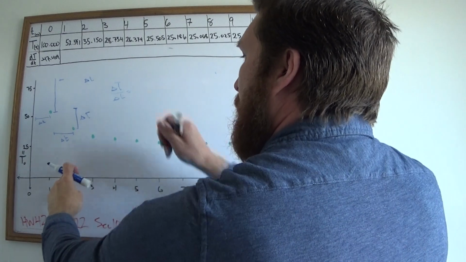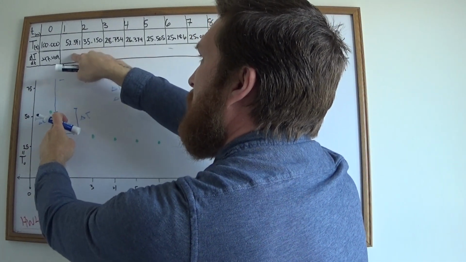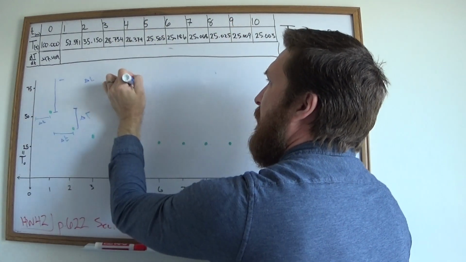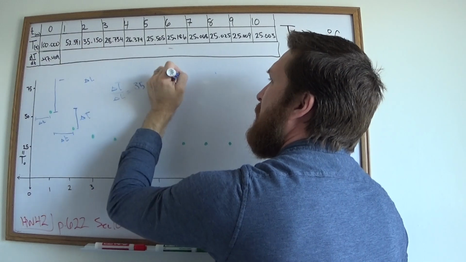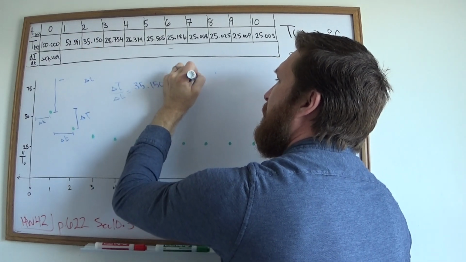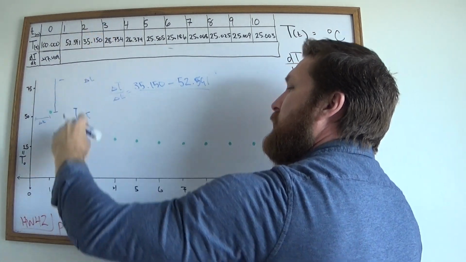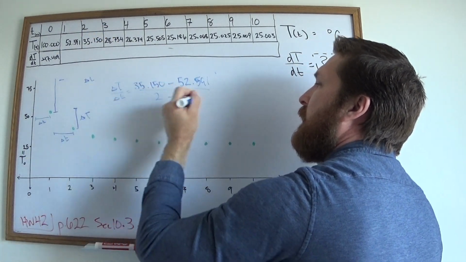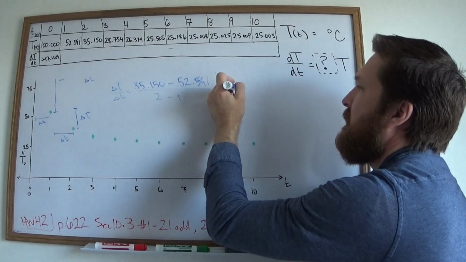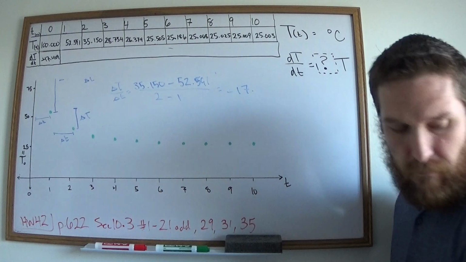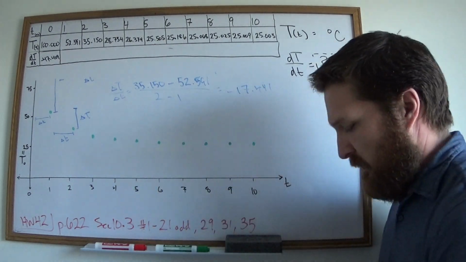It's the one at 2 minus the one at 1. So 35.150 minus 52.591 all over 2 minus 1, which works out to negative 17.441. And so I'll add that.